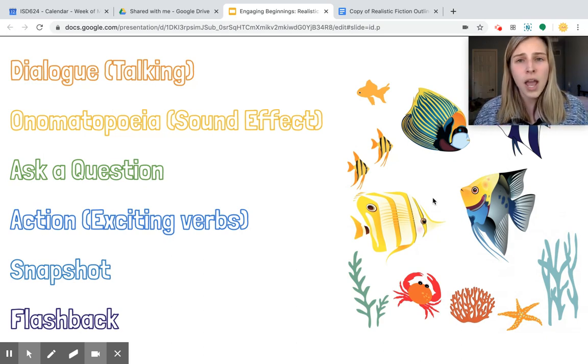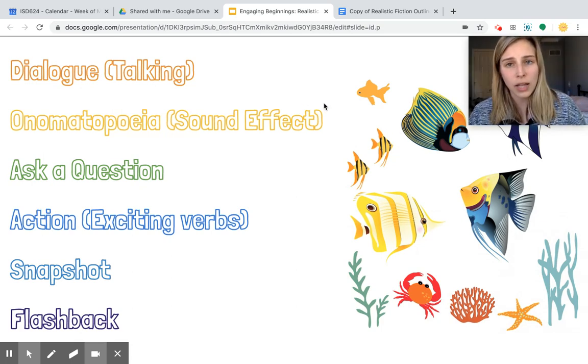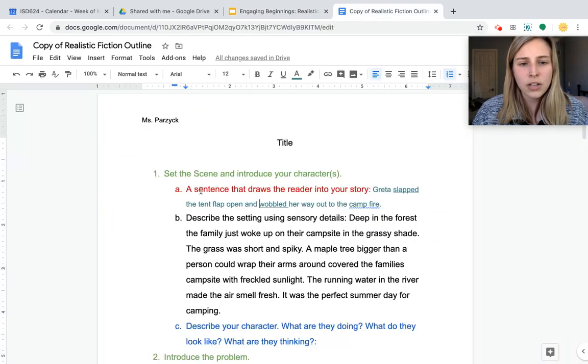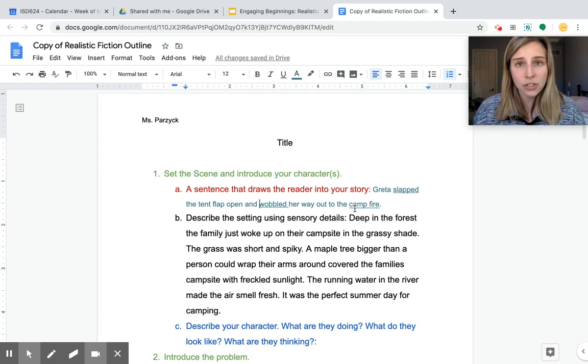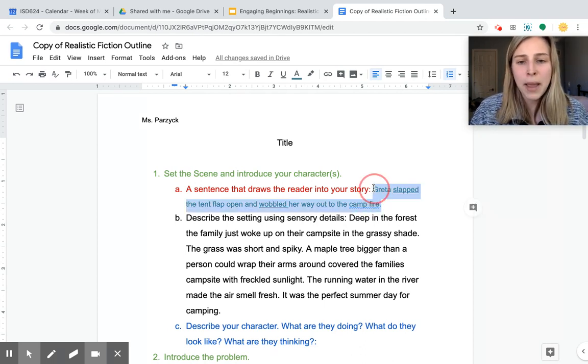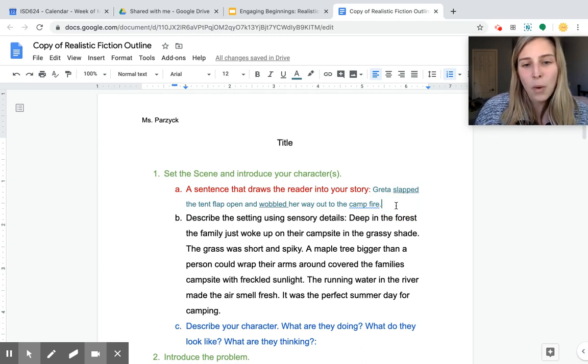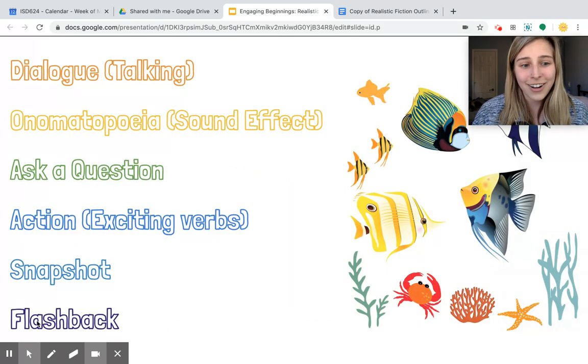I did all of them. And practice what type of engaging beginning you want to use. Once you've practiced them all and got some ideas, choose your favorite one and then go ahead and put that in your outline. So I have my outline up here, and do you see the red where it says a sentence that draws the reader into your story? That's your engaging beginning. And then you can just paste that right in there. So mine is, "Greta slapped the tent flap open and wobbled her way out to the campfire." All right, so put that in your outline and keep working on your writing.